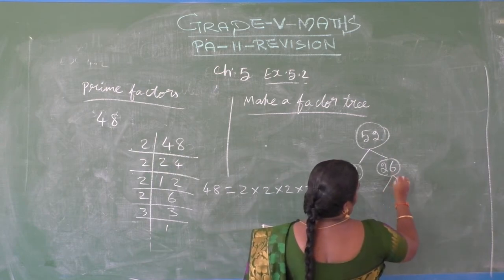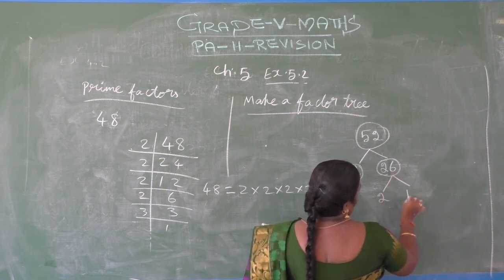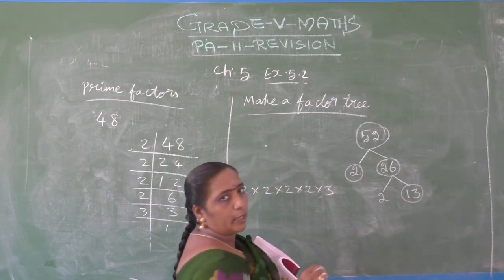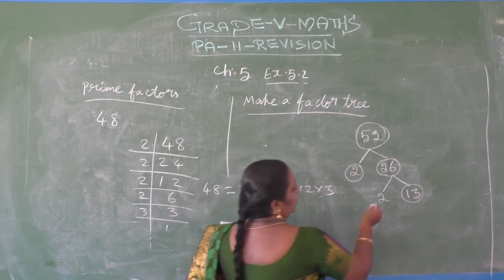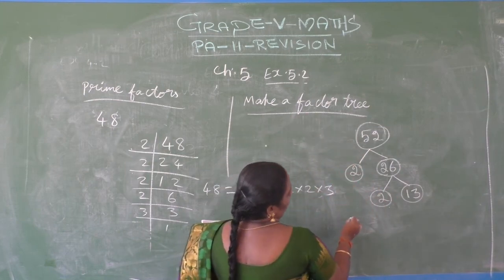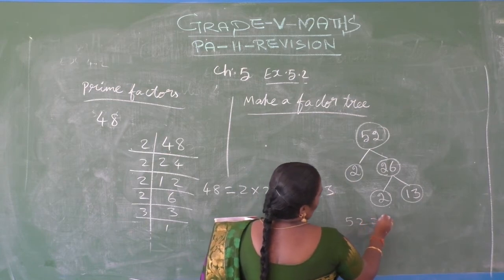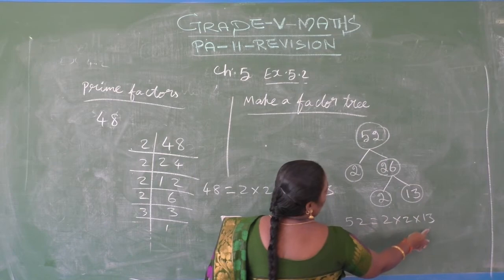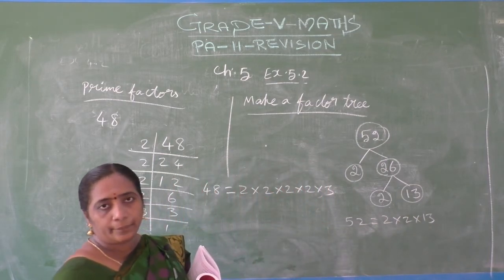Then again split by 2 table. 1 2 is 2, 3 2s are 6. That's all. Hereafter we cannot divide it because 13 is also a prime number, 2 is also a prime number. So this is the factor tree of 52. So 52 equals 2 into 2 into 13. You have to write the prime numbers only. This is the factor tree.